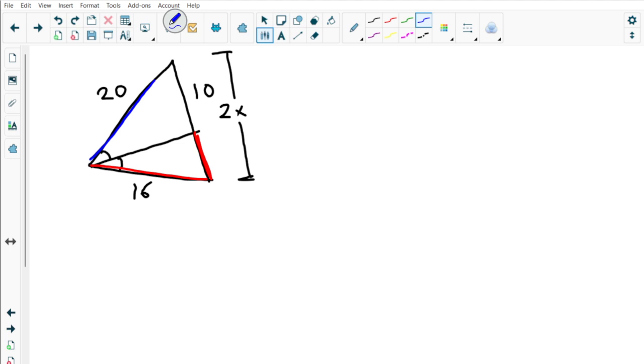So again, it'll be piece over piece equaling side over side. But to get this red piece right here, we're going to, again, take whole thing minus the part that we don't want will give us the piece that we do want. So the whole thing, the entire thing, is 2x minus the piece that we don't want, which is 10. That leaves us with the red piece that we do want.